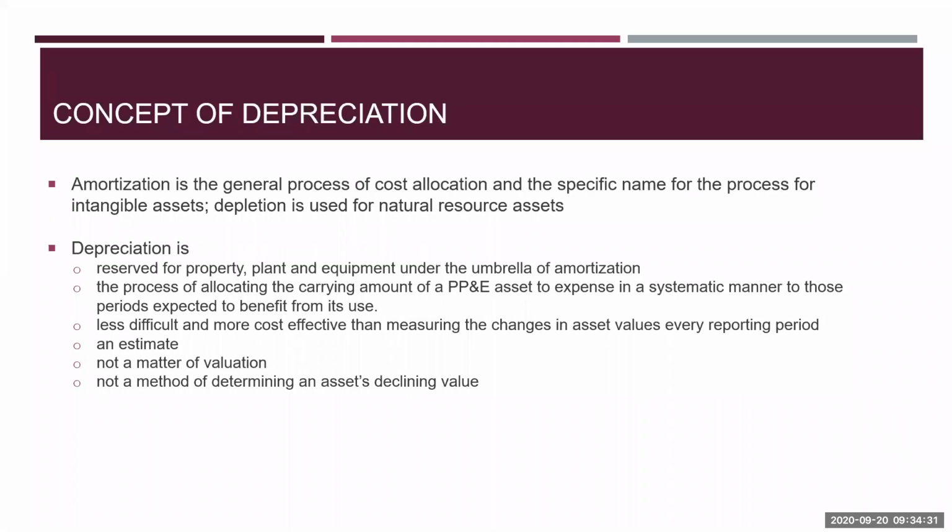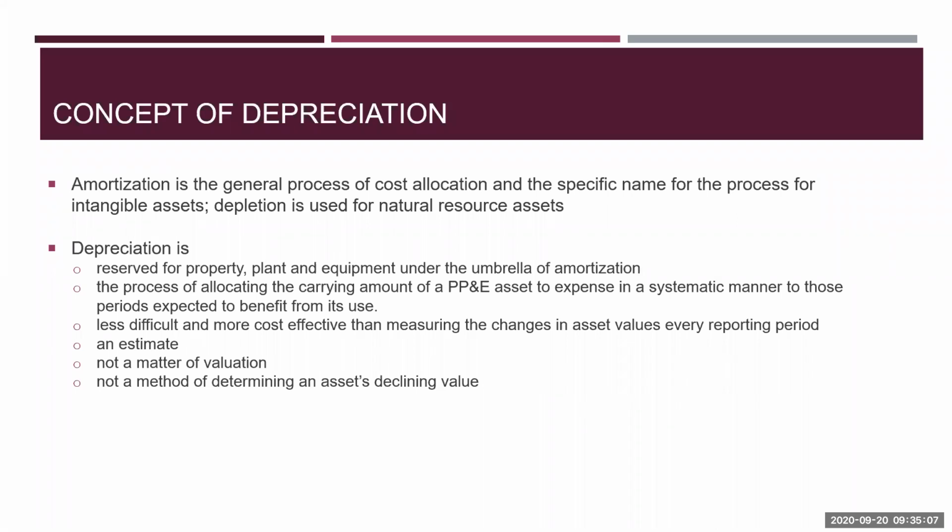So what really is depreciation? Amortization is the general process of cost allocation, and the specific name for the process for intangible assets. Depletion is used for natural resources. So what they're saying here is, if you think of your balance sheet, there are property, plant, equipment assets, and there are intangibles. We said the primary difference between those two was the presence or lack of physical substance.